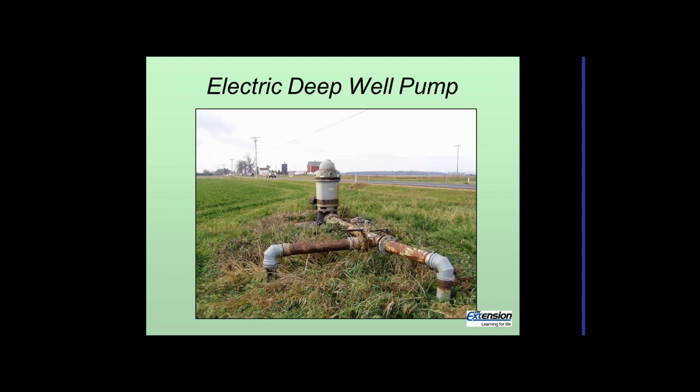So here's an example of an electric vertical turbine pump. This is an electric motor here. We've got two distribution points coming off that and some valves in here to control which way the water goes. This one happens to be a 125 horsepower motor that feeds a center pivot.